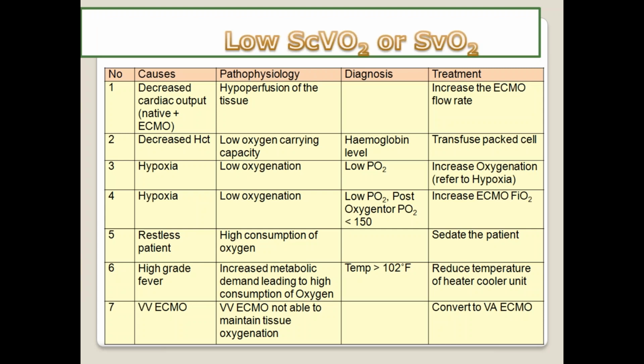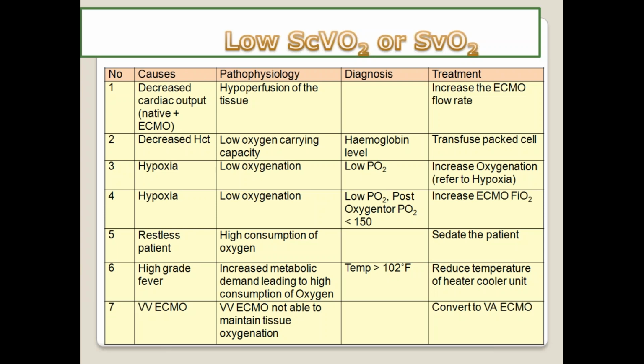Is this clear? So that is what I put in this chart. Decreased cardiac output, native plus ECMO, hypoperfusion: what you have to do is increase the ECMO flow rate. Decreased hematocrit: transfuse PRBCs. Hypoxia: you have to find out the cause of hypoxia, which we will be discussing next, and treat it.